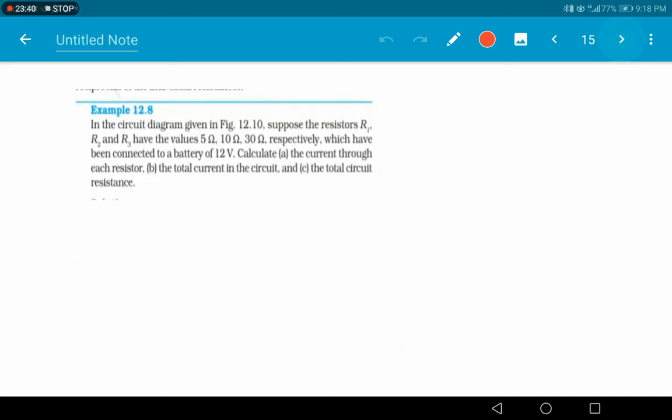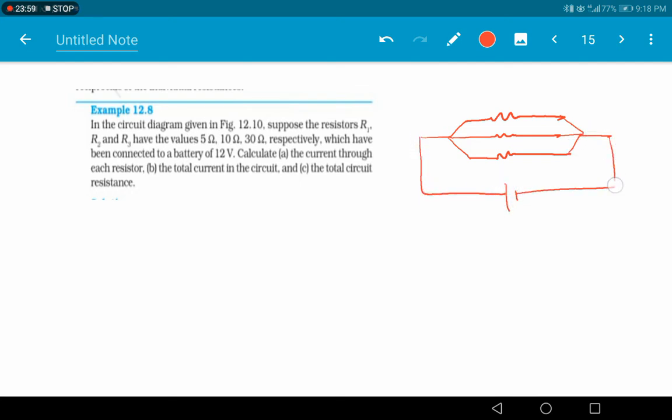Alright, let us move to the next one. So it is also an example question. But the circuit diagram is not given, so let us draw the circuit. The circuit is given like this. So this is a circuit. So to a battery of EMF 12 volt, 5 ohm, 10 ohm, 30 ohm, connected in parallel.